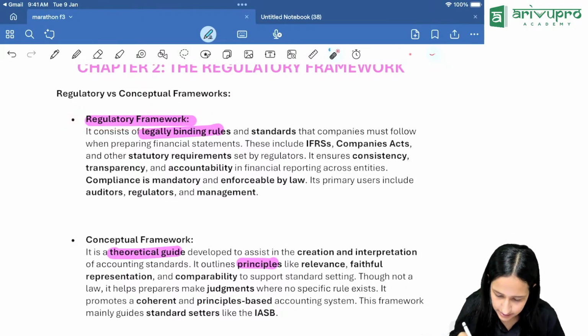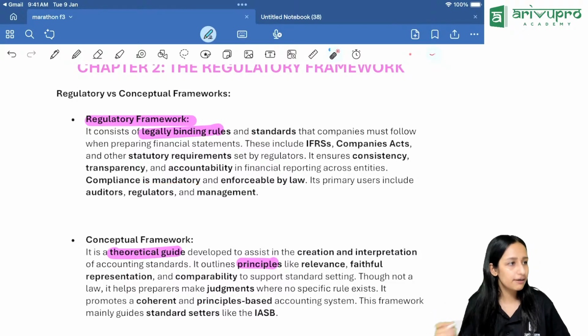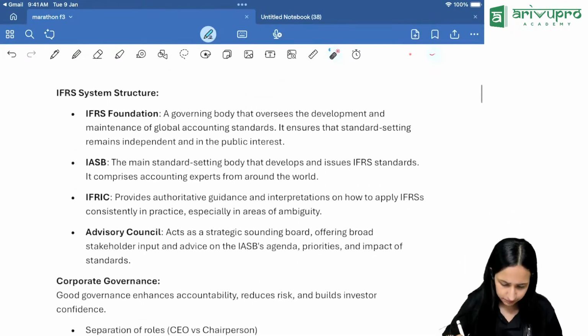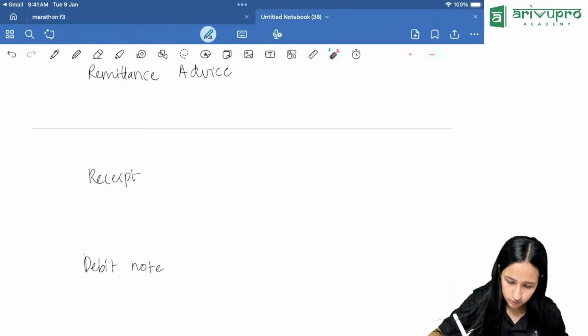Next, compliance is mandatory. Like I said, you do not have an option. You have to comply with it. That's it. This is important. Let's go through this.